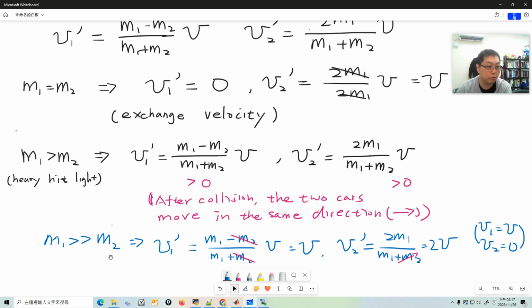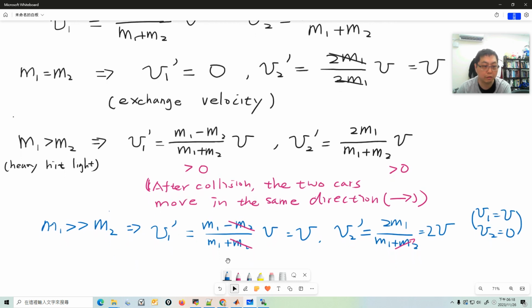In this very extreme condition, it is very similar to when a car hits a man, because the mass of the car is much greater than the man. When the car hits a man, the velocity of the car doesn't change that much: before collision V, after collision still V. But for the light object, the man, before collision the velocity is zero. After collision, it will become 2V, double the velocity. So that's why we need a speed limit.